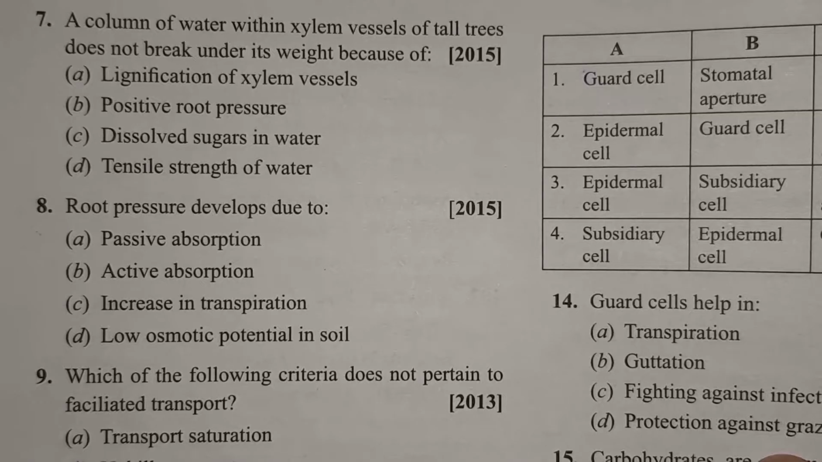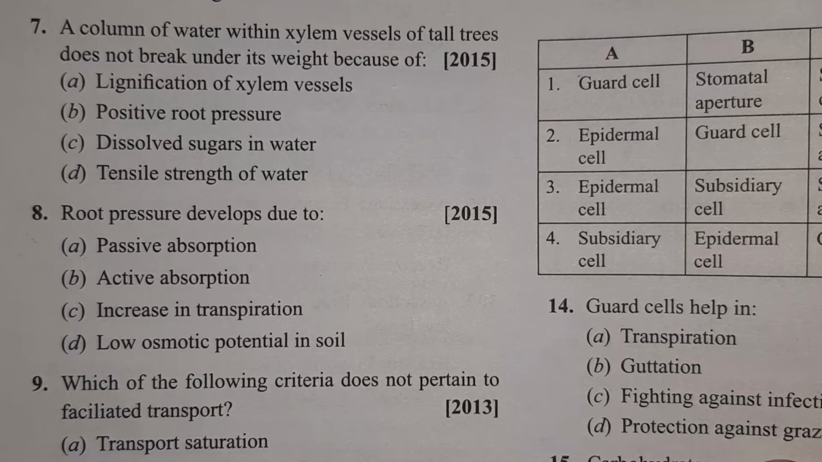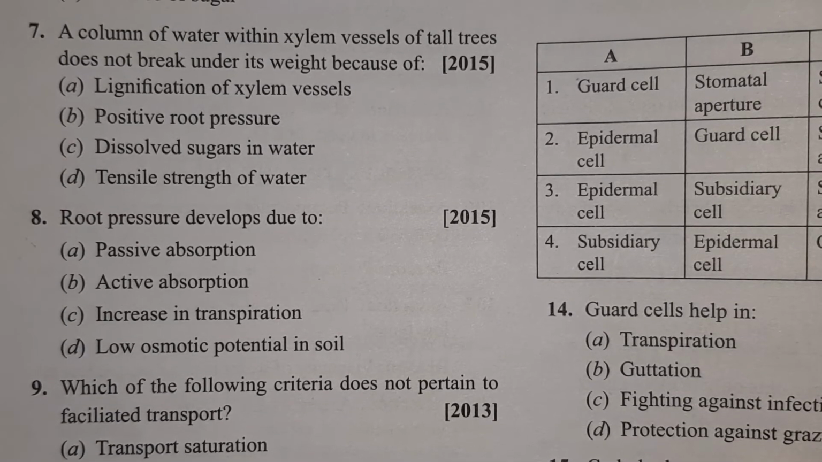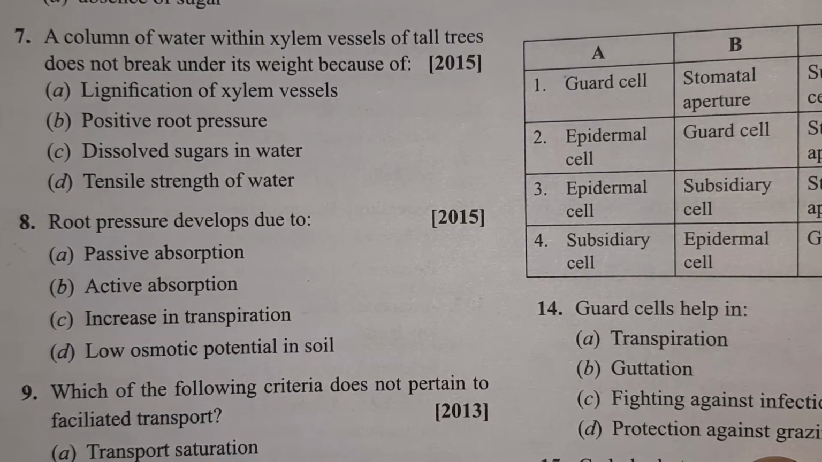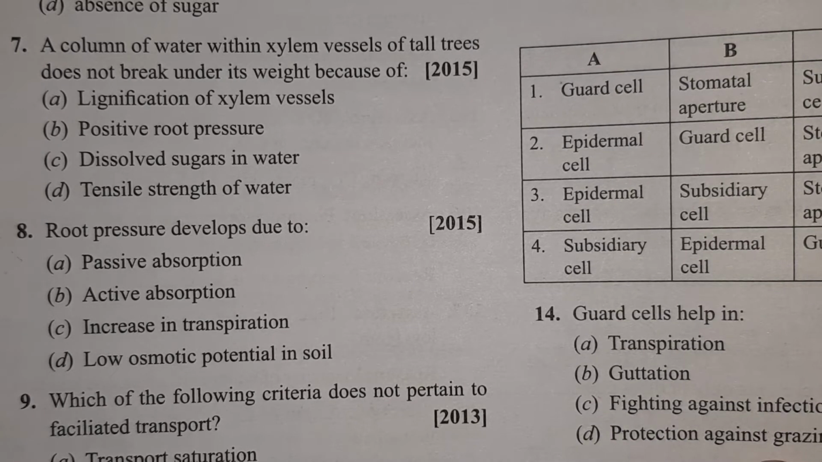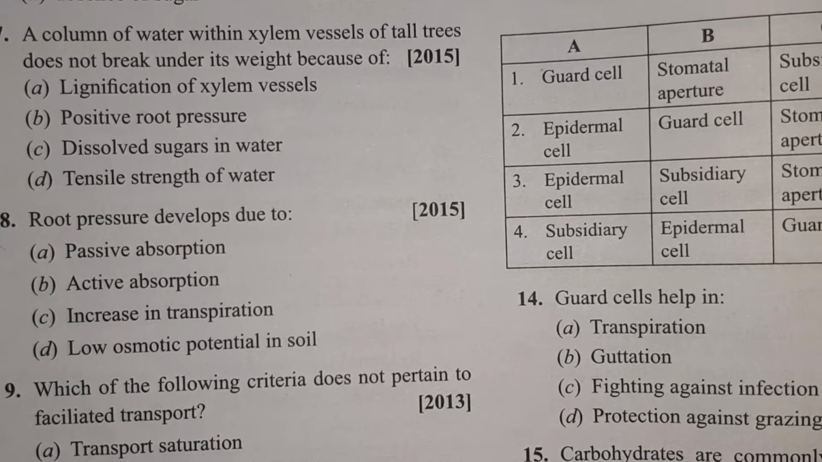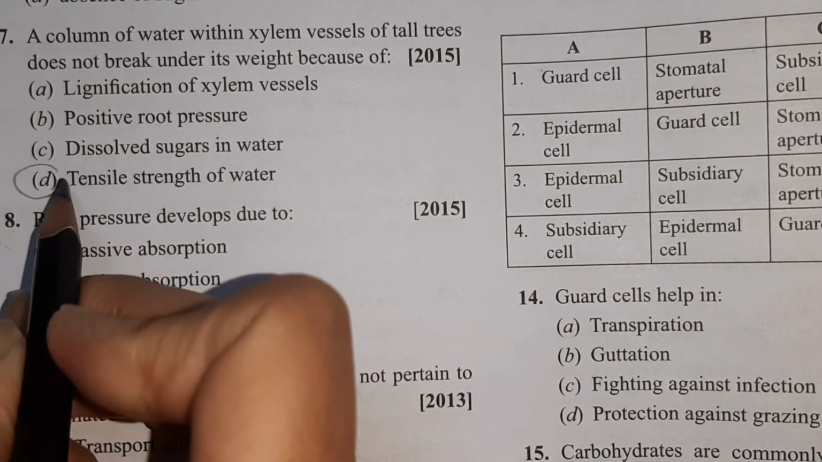Let's move on. Next we have: a column of water within xylem vessels of tall trees does not break under its weight because of A. Lignification of xylem vessels, B. Positive root pressure, C. Dissolved sugars in water, D. Tensile strength of water. The correct answer is D, tensile strength of water.